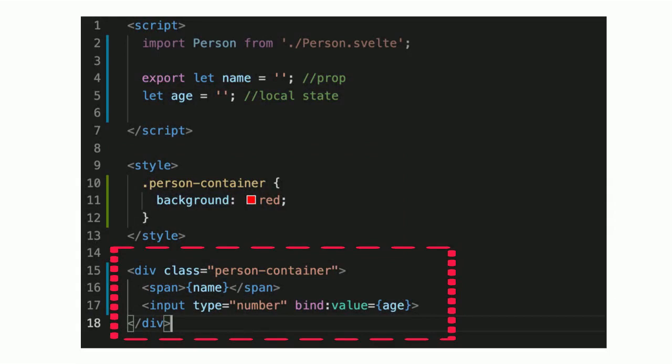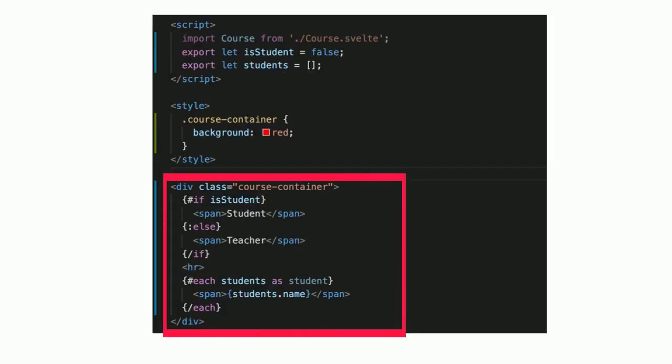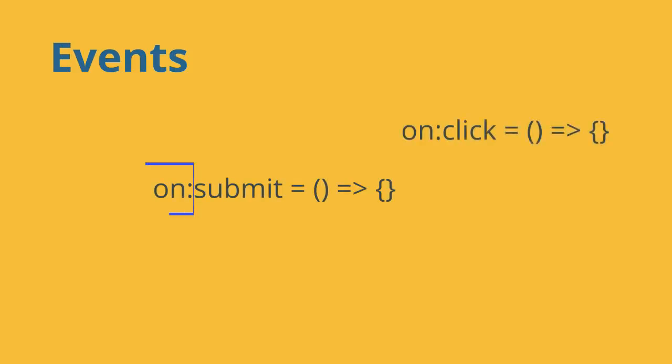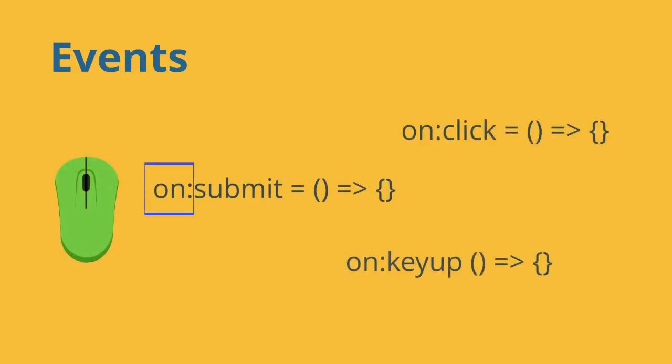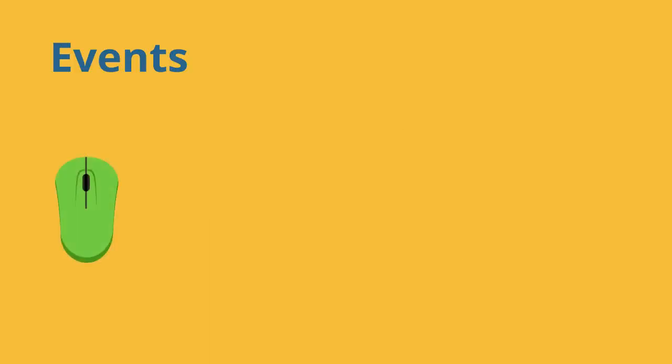You can have any HTML tags or components you import from another file. Svelte provides if-else and each blocks to allow branching and loops. Svelte makes it possible for you to listen to events with the on directive. Together with the on directive, you specify the name of the event, such as click, submit, or keyup, and assign to it an event handler that gets called when the event occurs.